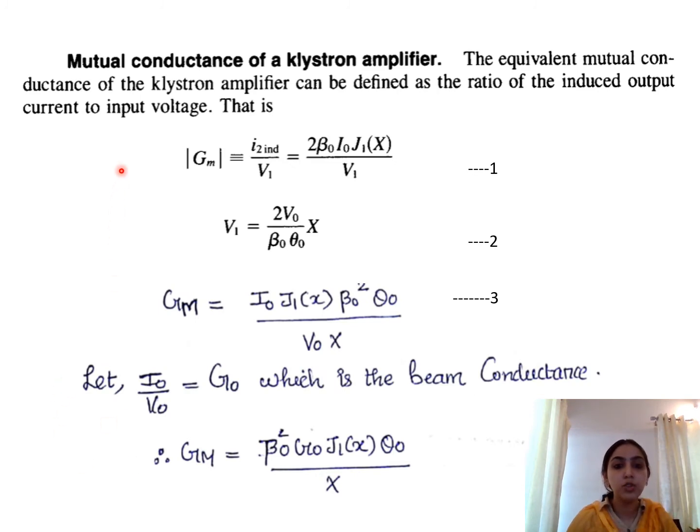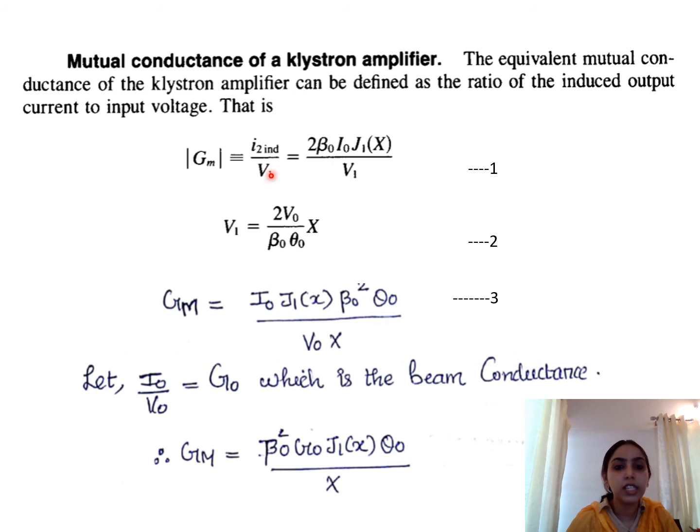Now we'll come to the mutual conductance of the klystron amplifier. How can we define mutual conductance? Mutual conductance can be defined as the ratio of the induced output current to the input voltage. It is the opposite of resistance. Resistance is voltage divided by current, so we can represent conductance as current to voltage. Here the conductance is defined as the induced output current to the input voltage. So we can write the expression for Gm as I2 induced divided by voltage V1.